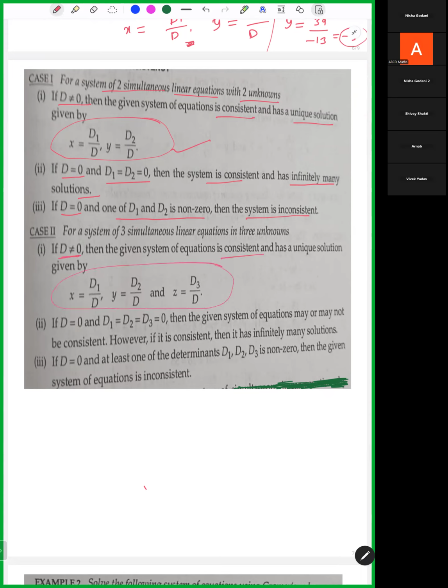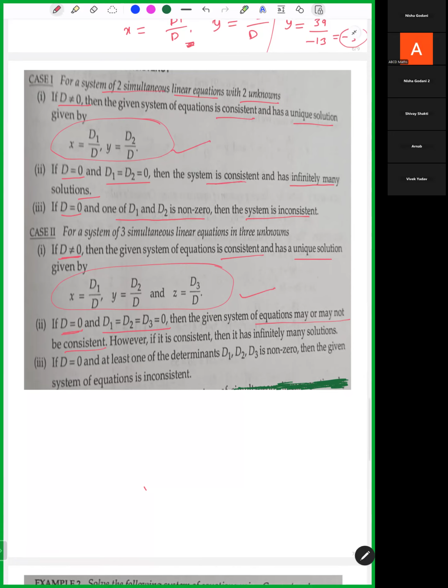Now, when D is 0 and D1, D2, D3 all are equal to 0, then here the system of equations may or may not be consistent. We cannot guarantee that it will be consistent. It may or may not be. But in case of two equations, it was confirmed that it is consistent. Here the system may or may not be consistent. If it is consistent, then it has infinitely many solutions.